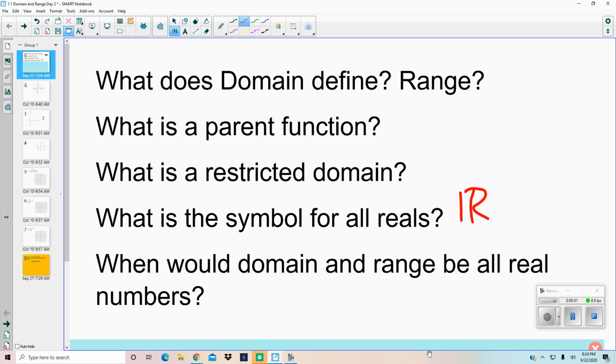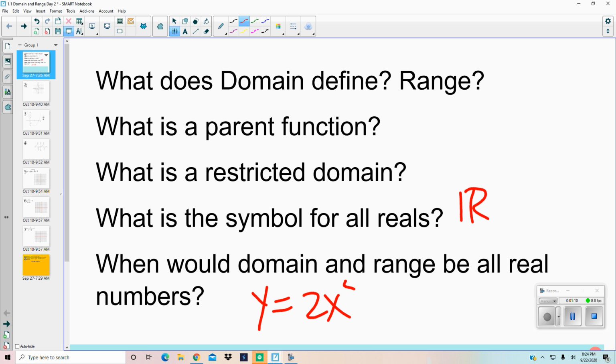When would domain and range be all real numbers? Well, when you have an odd-powered function, like a linear function, y equals x, y equals mx plus b, or a cubic function, y equals x to the third plus 7, or any odd-powered function. So y equals 2x to the 5th plus 9x squared minus 8. That's an odd-powered function when the highest power is an odd number.